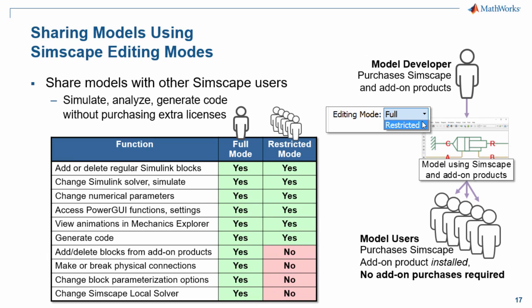This table summarizes the capabilities that one has in full mode or in restricted mode, and your model users who are working in restricted mode can still access quite a bit of capability, including changing numerical parameters in Simscape and Simscape add-on libraries, accessing the Power GUI in Simscape Power Systems, and viewing 3D animations in the Mechanics Explorer of Simscape Multibody. You can also generate code for hardware in the loop and other use cases. There's still quite a bit of functionality that can be accessed in restricted mode.